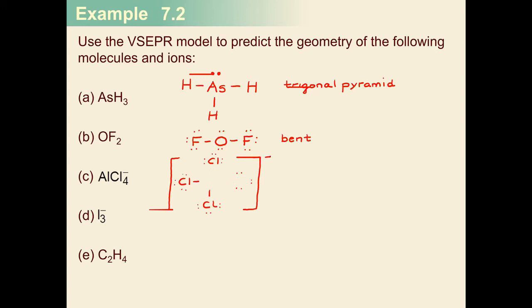So let's go ahead and look at our central aluminum. How many atoms do we have attached to the central atom? Well, notice that I have 4 atoms bound to my central atom, none of them being lone pairs. So this means that we have one of the basic molecular geometries. In this case, 4 attachments means that it is going to be tetrahedral. So we are going to have the tetrahedral molecular geometry.